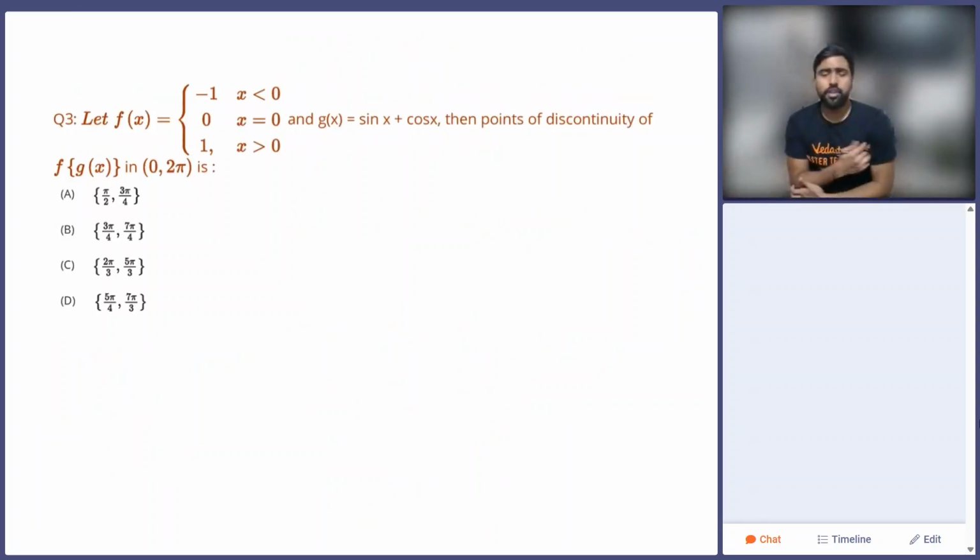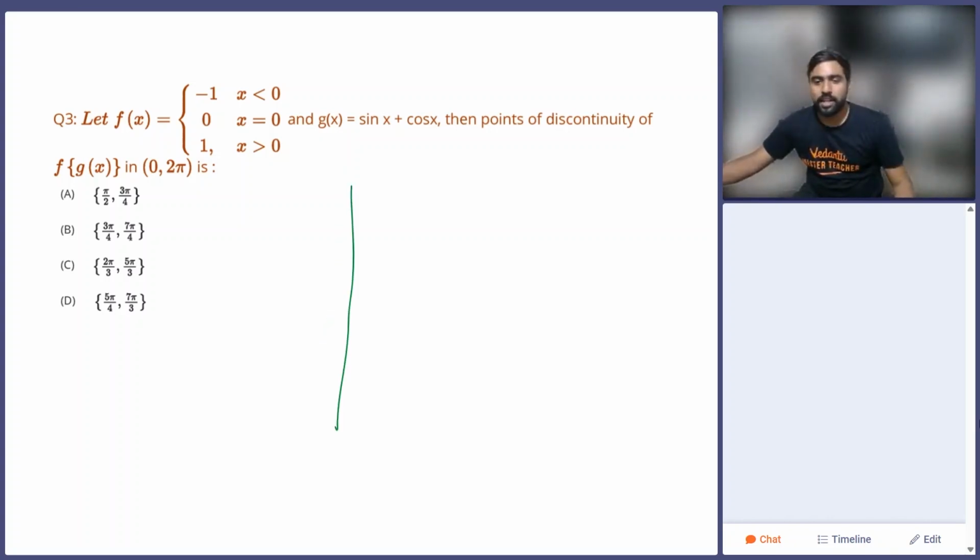You have a function f of x equal to minus 1 when x is negative, equal to 0 when x is equal to 0, and the function g of x is sin x plus cos x, and you have f of g of x. So what I will do is look at the basic graph of sin x plus cos x. I hope you have a basic idea about the graph of sin x plus cos x. If not, I'll quickly draw it out for you.